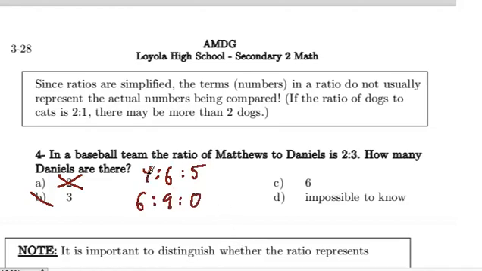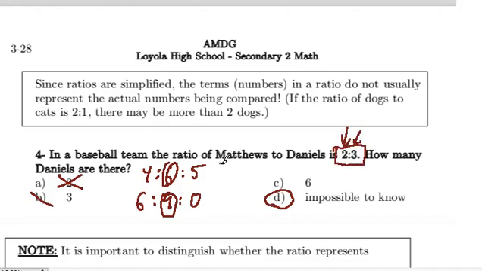So it's possible to have 6 Daniels. It's possible, as we saw before, to have 3 Daniels. It's possible to have 9 Daniels. Since there are 3 possible answers, it's impossible to know exactly how many there are here. So that's just to remind you that when you're given a simplified ratio, it doesn't tell you the actual number of how many there are of each thing. It just tells you the relationship between each other.